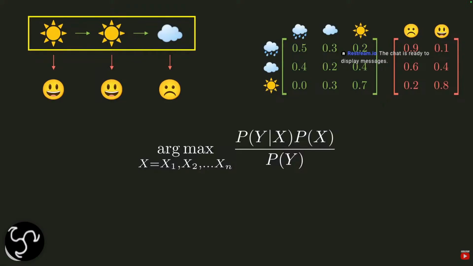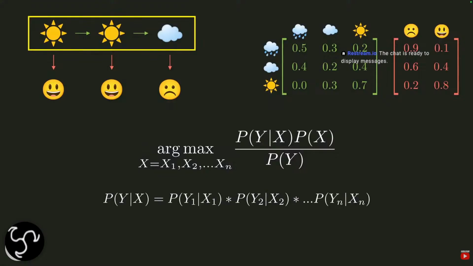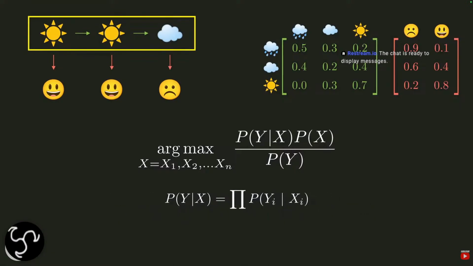Now we are going to further simplify this. Let's take the first part, the probability of y given x. According to our assumption, yi depends only on xi. So we can write probability of y given x as a product. We can fill all these terms from our emission matrix. For the second term, probability of x, we must use the Markov property that says xi depends only on xi minus 1. So we can convert p(x) into this product.